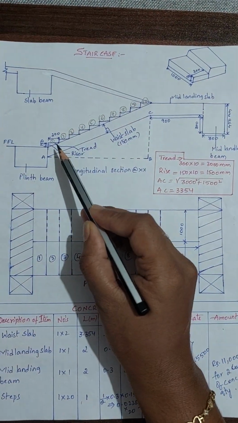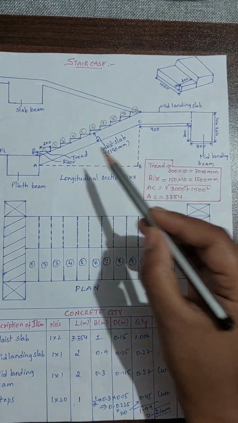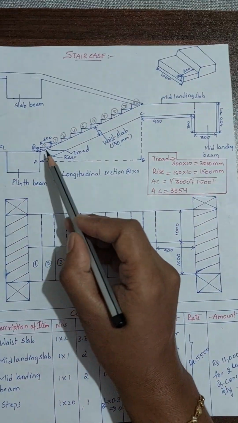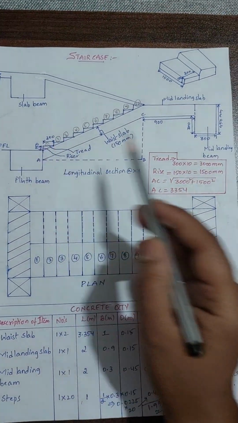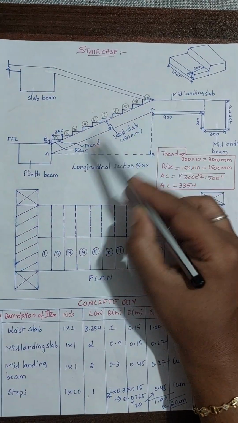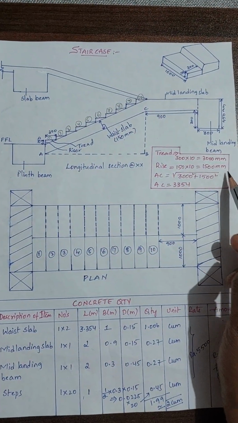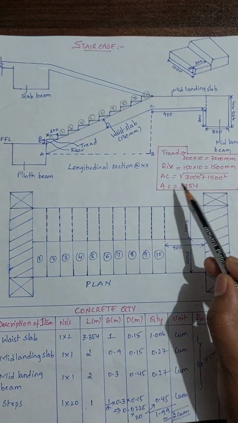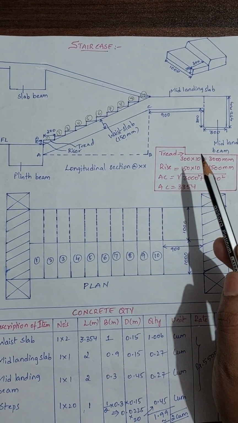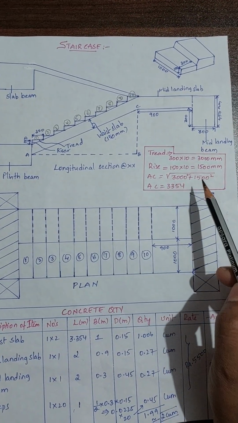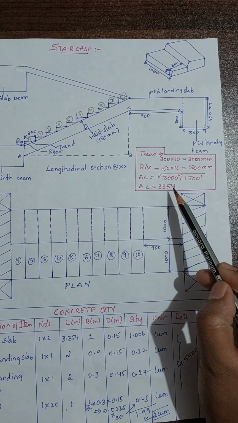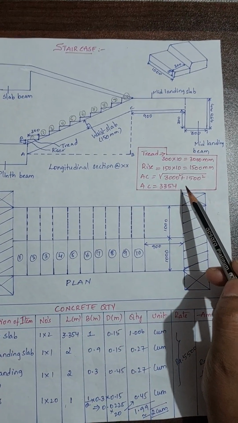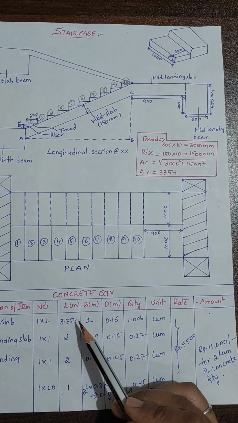So here you can see the tread. So tread is of 300 mm and there are 10 steps. So 300 into 10 we will get 3000 mm. So for the riser it is 150 mm. So 150 into 10 steps, so we'll get 1500 mm. So as per Pythagoras theorem, here AC square equals AB square plus BC square. So to find AC value, the length of the waist slab, square root of 3000 whole square plus 1500 whole square, we'll get 3354 mm, which is 3.354 meters.